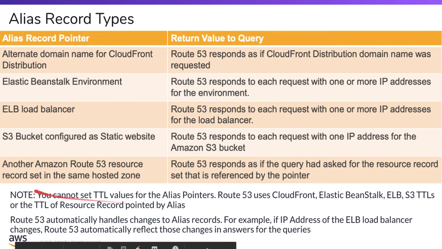Please note that you cannot set a TTL value for these pointers. It is inherited from these AWS resources. As I said earlier, if there are any IP address changes in your elastic load balancer or other resources, Route 53 will automatically reflect those changes.